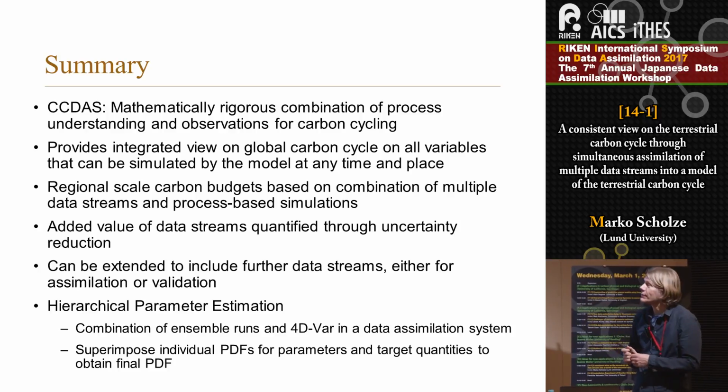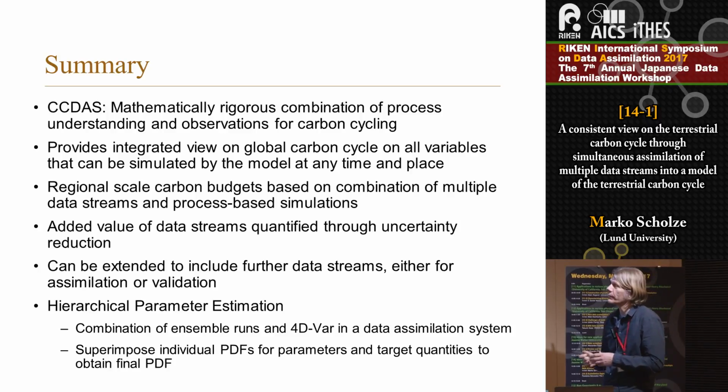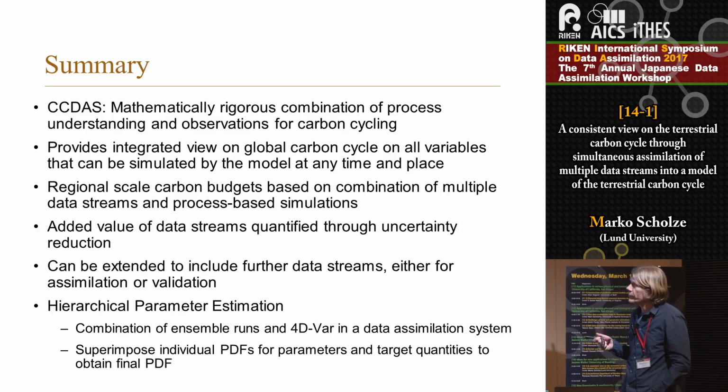And by that, I'd like to summarize. So first, we have an assimilation system for the carbon cycle, which is a mathematically rigorous combination of process understanding and observations, where we can constrain the model against observations. It provides then an integrated view, taking into account several data streams on the carbon cycle, on all variables that can be simulated by the model at any time and place. So we can actually propagate information from one place to another and from one time to another time.